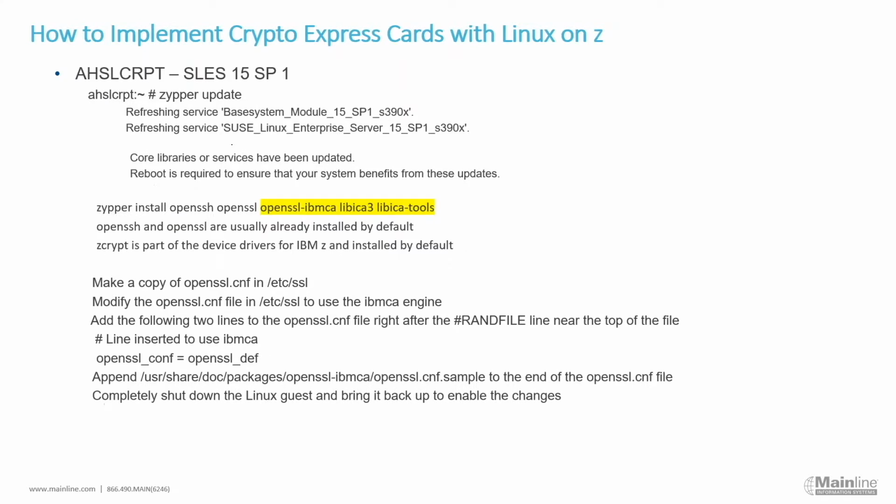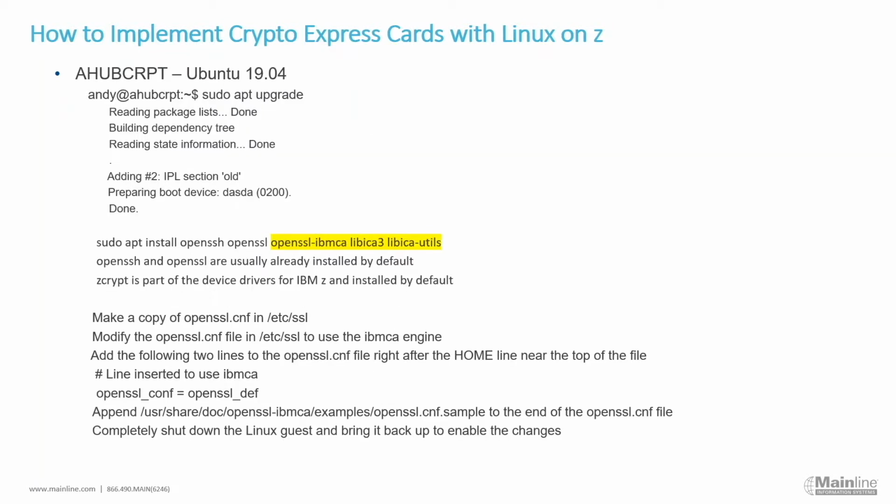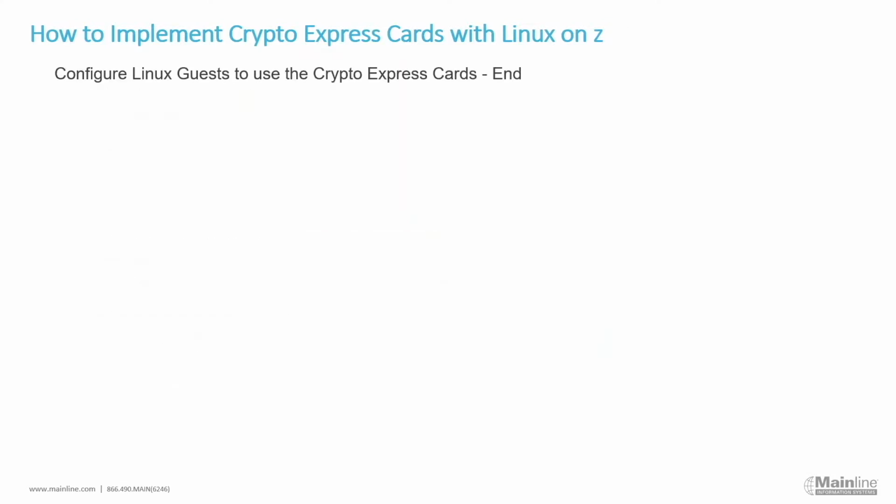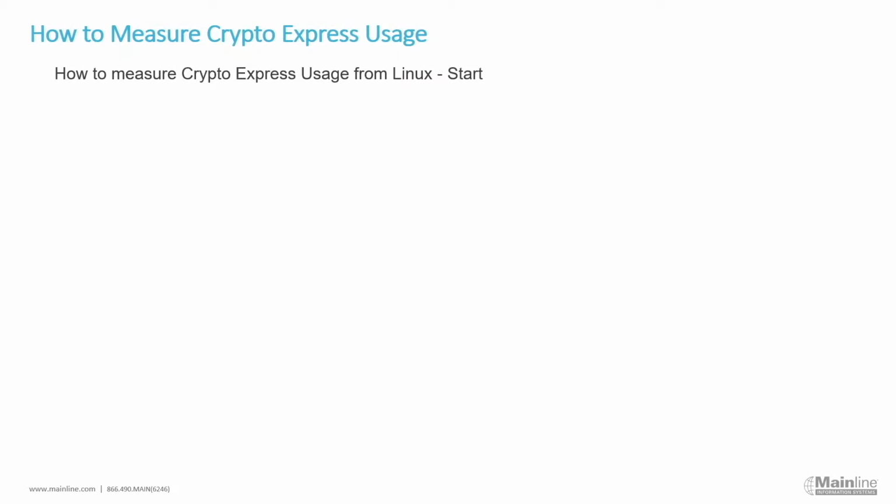And again, this is an example of what you do with SLES. You'll see that it's the same process. The package names are a little different. The location of the OpenSSL config file is a little different, but it's the same idea. And same thing with the Ubuntu release. Once you get done making these changes, go ahead and shut your guest down and bring it back up, and you should have access to the crypto cards and the CPACF coprocessor. And that's it. So it's fairly straightforward, fairly easy to configure.